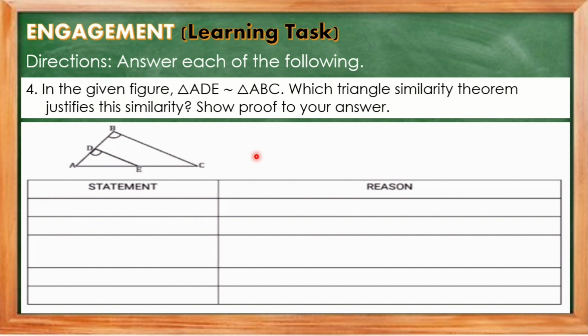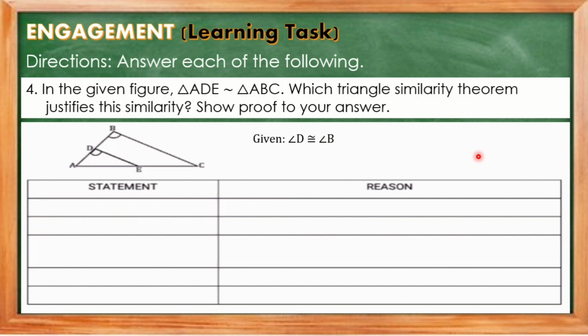Okay, so gagawa tayo ng two-column proof para masagutan natin ito. So, here in the given figure, triangle ADE, so itong maliit na triangle, is similar daw to triangle ABC, so itong malaking triangle. Which triangle similarity theorem justifies this similarity? As you can see, my markings dito sa given figure natin, which is itong angle D at saka itong angle B. At ito ay ang given natin. So, angle D is congruent to angle B.